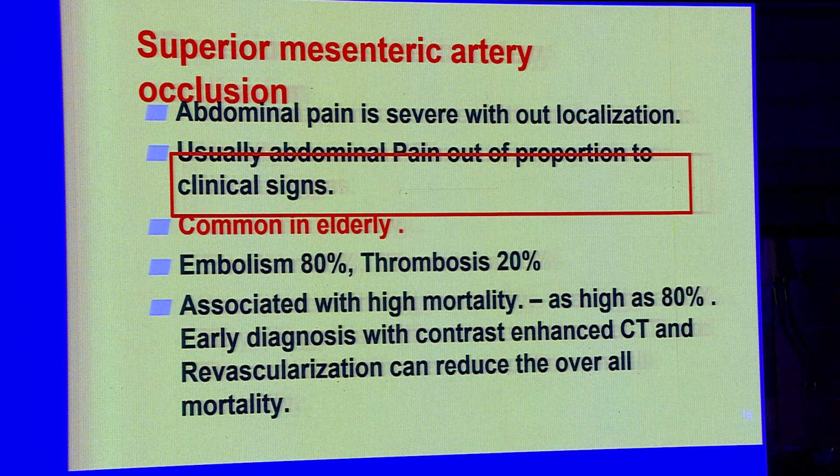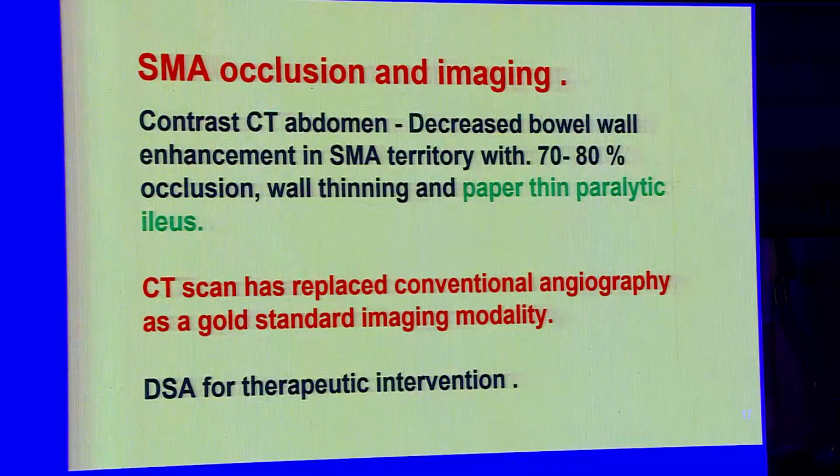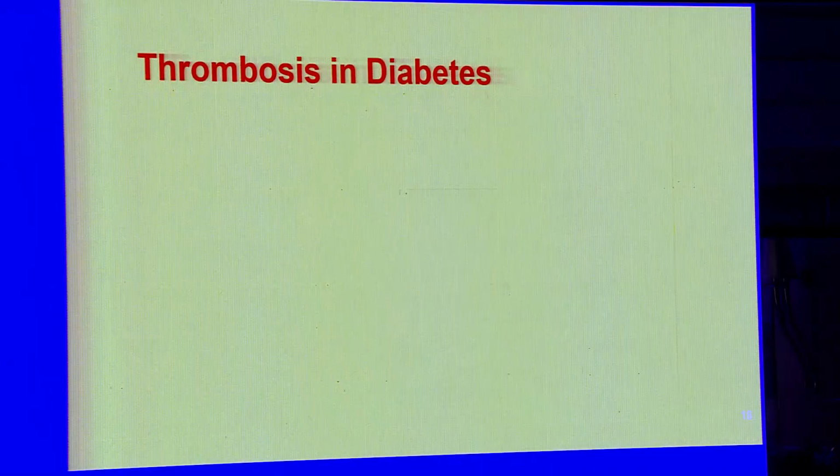It is more common in the elderly. Embolism accounts for 80%, but thrombosis is 20%. It is associated with high mortality if you don't recognize it and treat it. For imaging, we previously used digital subtraction angiography, but it's not required. CT angio with contrast is sufficient. That has replaced the gold standard test, hence we have done it.